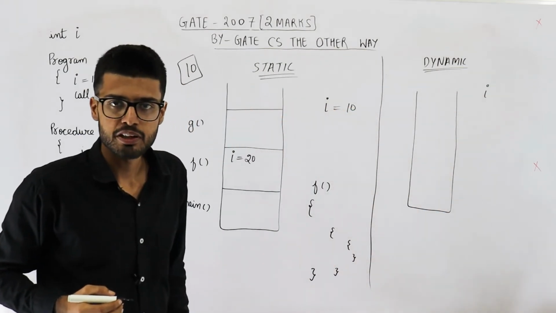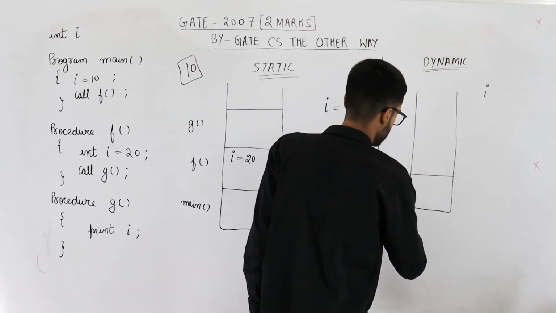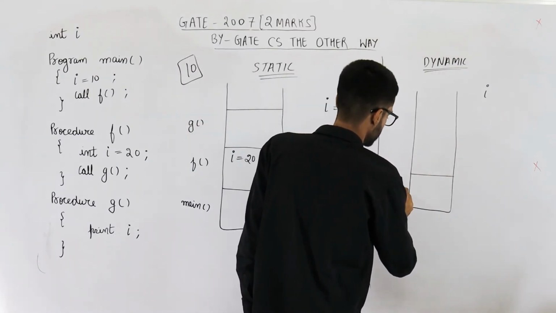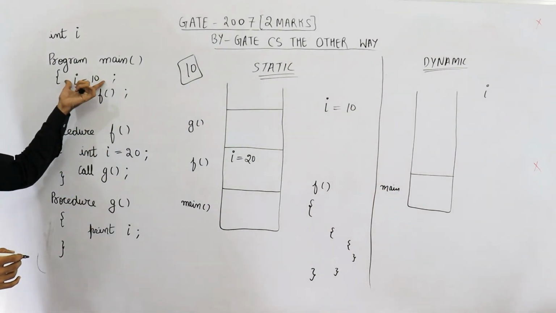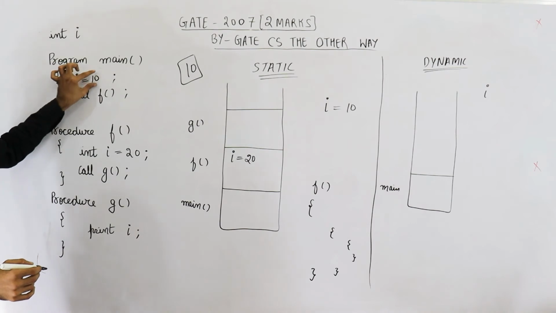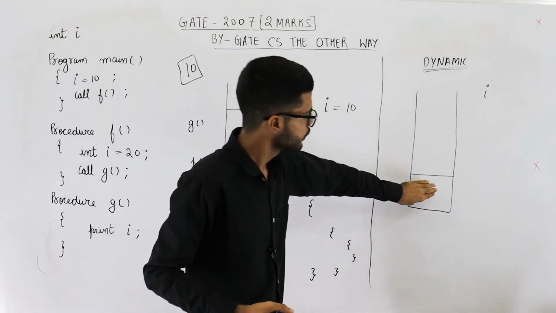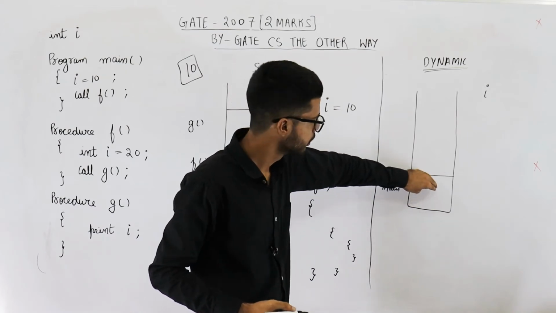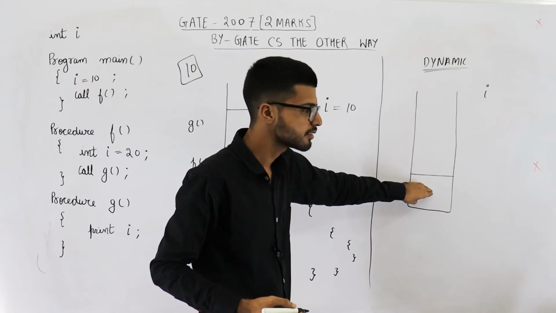Now start from the main function. Call the main function. That means push its activation record. Okay. So this is activation record of main. Now first line of main is trying to assign a value 10 to variable I. What will happen? You are in this activation record. Look to the lower record. Okay. Now you can see this is the first record.